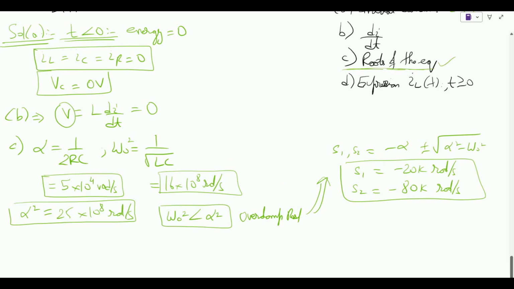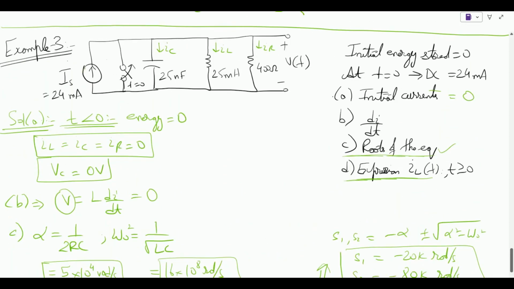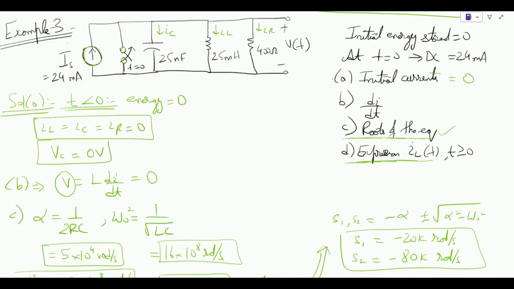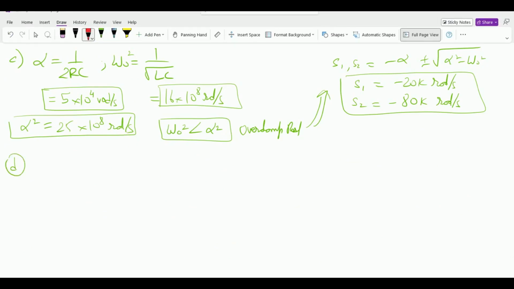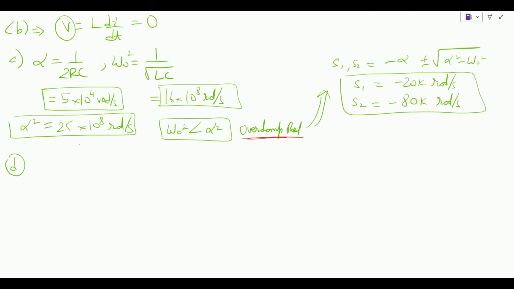Finally, in the last part we need to write the expression for IL, the inductor current, when time is greater than or equal to 0. When time becomes equal to 0, the switch gets open, which means that all the current will now start flowing through the storage elements, capacitor, inductor, and the resistor. So for part D, we need to find the equation. Since this is an overdamped response, we need to find the current. IL of t will be IF, which is the source supplied, plus the equation for the overdamped response, A1 e raised to power S1t plus A2 e raised to power S2t.